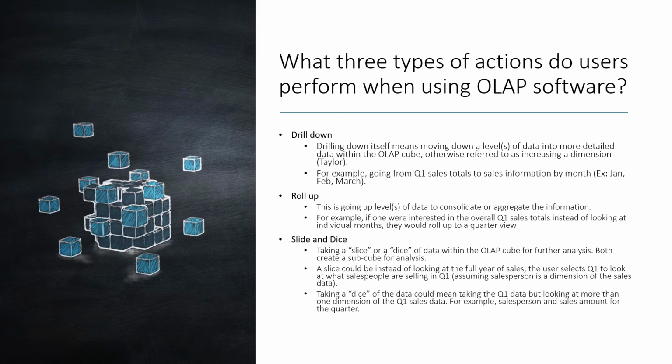The slice is known as looking at one dimension of the data versus a dice means multi-dimensional analysis of the data cube. So for example, a slice could be looking at a full year of sales, and you look to Q1 at what the salespeople are selling in Q1. If I were to take a dice of the data, that could mean that I'm taking the data from Q1 but looking at more than one dimension. So for example, I'm looking at the salesperson and the sales amount within that quarter.